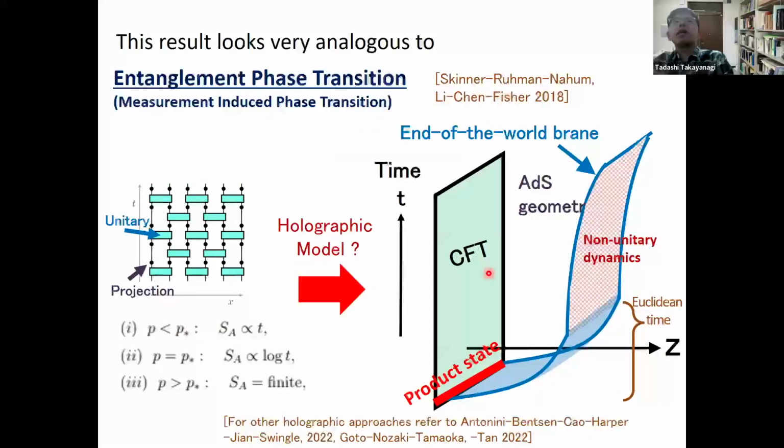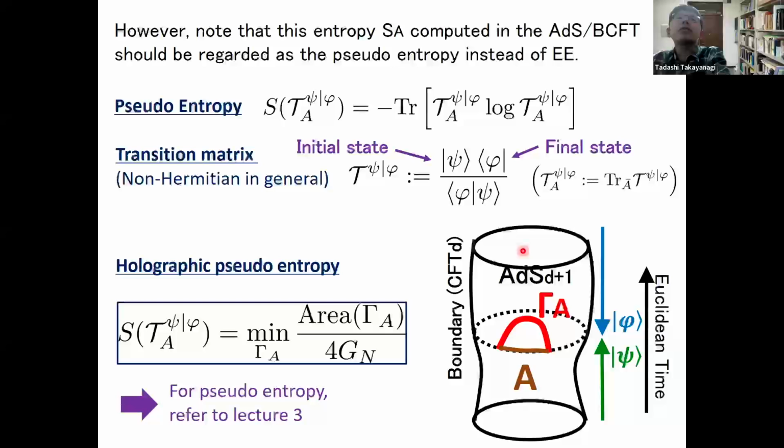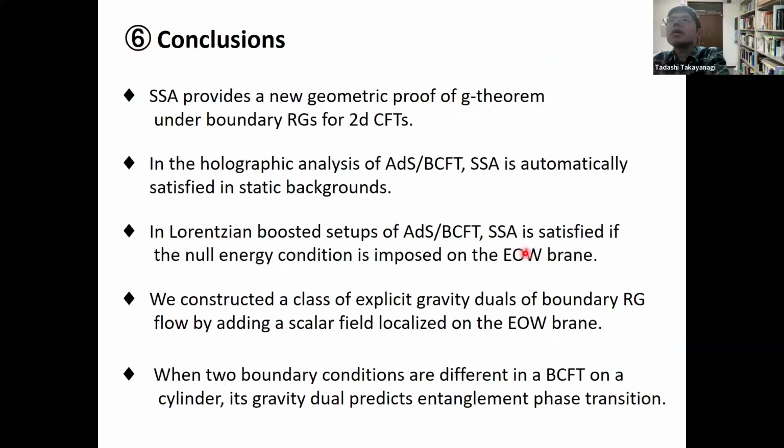Okay. So I think basically that's all for my lecture. Let me summarize. Strong subadditivity provides a new geometrical proof of the g-theorem under boundary RG flow, as I mentioned. And in the holographic analysis of AdS/BCFT, strong subadditivity is automatically satisfied in a static background. But in a Lorentzian boosted setup of AdS/BCFT, strong subadditivity is satisfied if the null energy condition is imposed on the end of the world brane.